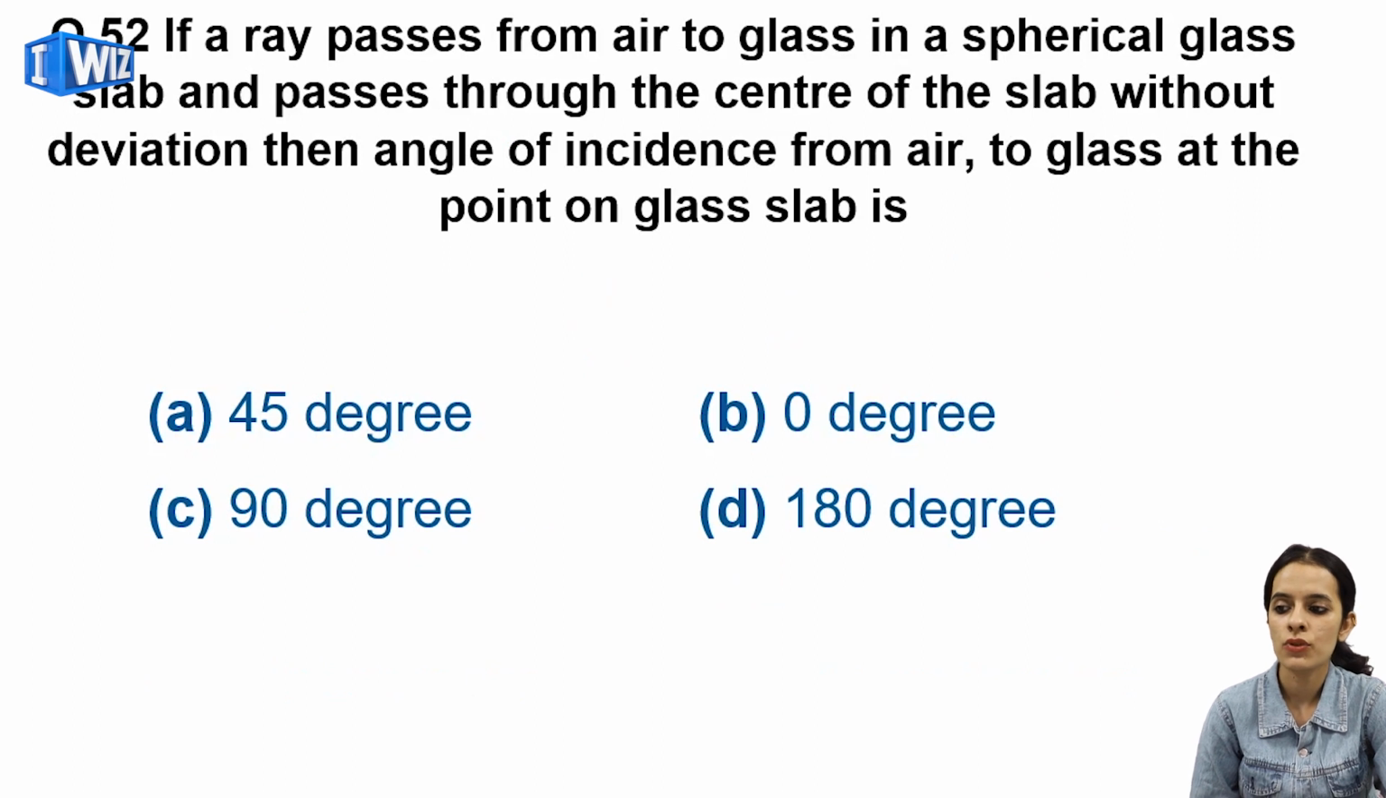If a ray passes from air to glass in a spherical glass slab and passes through the center of the slab without deviation, then what is the angle of incidence from air to glass at the point on the glass slab? Means when a ray of light strikes a glass slab and passes undeviated, what should be the angle of incidence? We already discussed it in our previous question. In that case, the angle of incidence is always 0 degree.